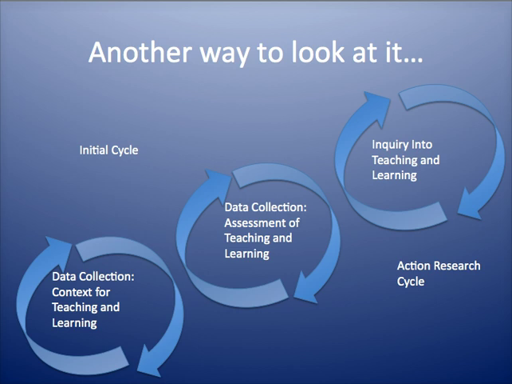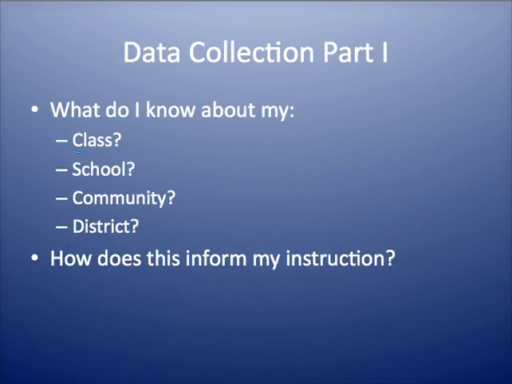This program's formative assessment is based on 3 modules that fit into the action research cycle. The initial cycles include collecting data, and this data leads to an area of focus where you can act on it and examine the results. So the initial cycles, the data collection, include a context for teaching and learning, also known as Module A, assessment of teaching and learning, also known as Module B, and then lastly, the inquiry into teaching and learning, which is the full action research cycle.